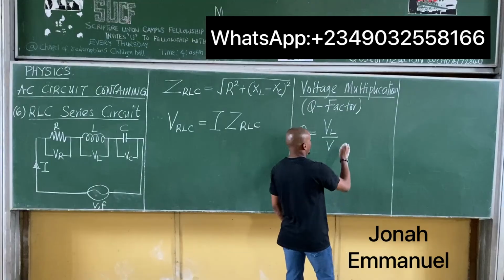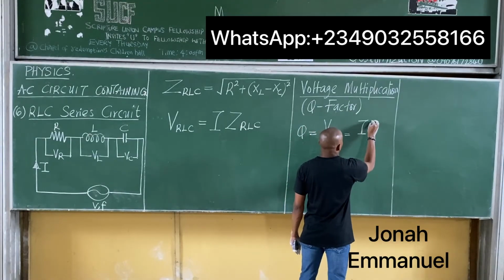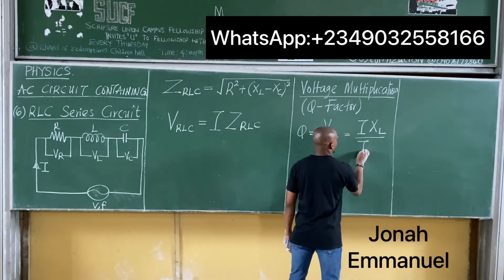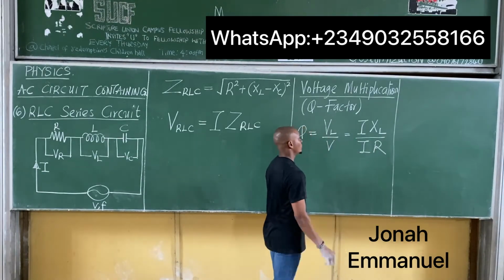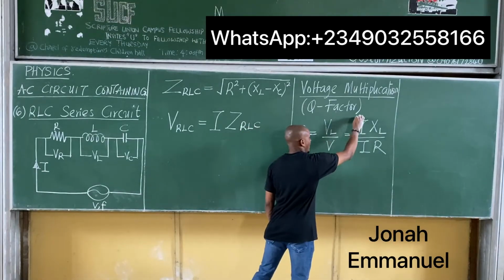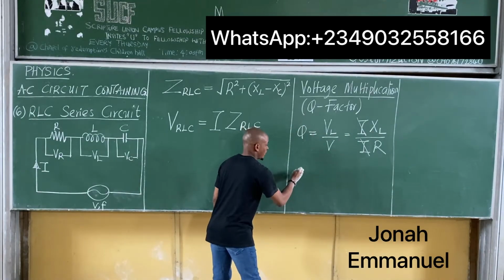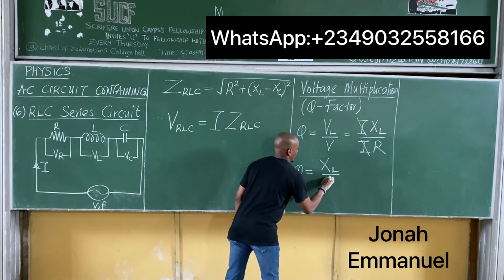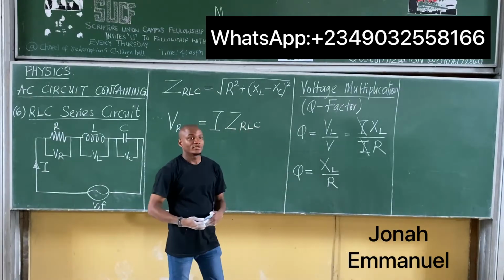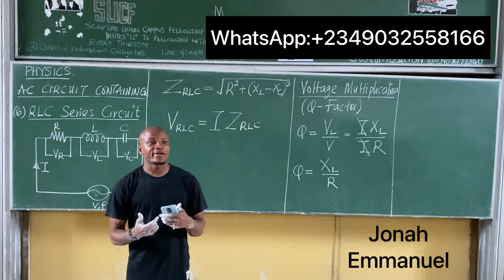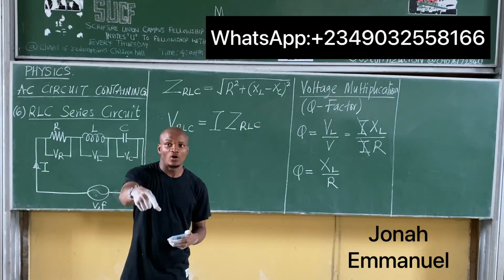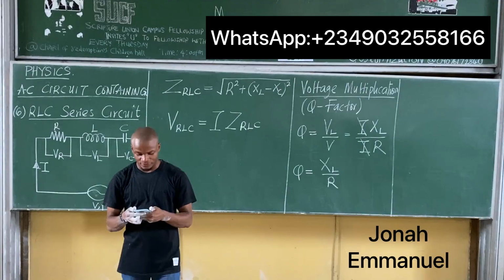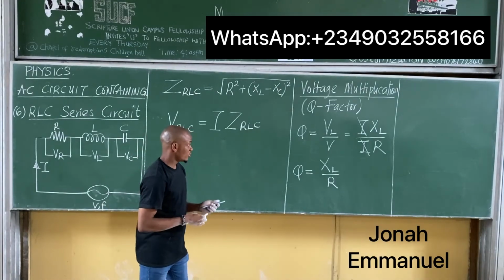We said VL is equal to I XL, all over V, which is equal to IR. So from here, I can cancel I. So the Q factor, Q, is equal to XL all over R. The ratio of the reactance of the inductor to the resistor is called the Q factor.